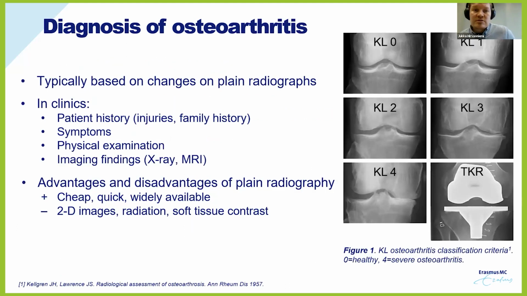Osteoarthritis is typically diagnosed using plain radiographs, and plain radiographs are common, and the advantage of them is that they are cheap, quick, and widely available. But the downside is that they include ionizing radiation. There's a poor soft tissue contrast, and the images are a summation of the 3D structure, so 2D images.